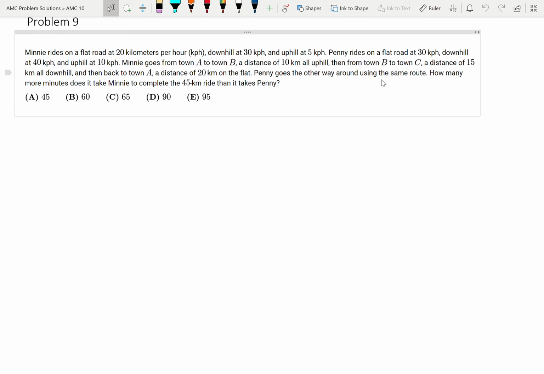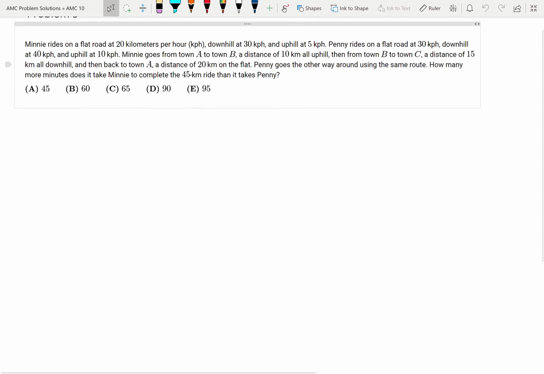Minnie rides on a flat road at 20 kilometers per hour, downhill at 30 kilometers per hour, and uphill at 5 kilometers per hour. Penny rides on a flat road at 30 kilometers per hour, downhill at 40 kilometers per hour, and uphill at 10 kilometers per hour.